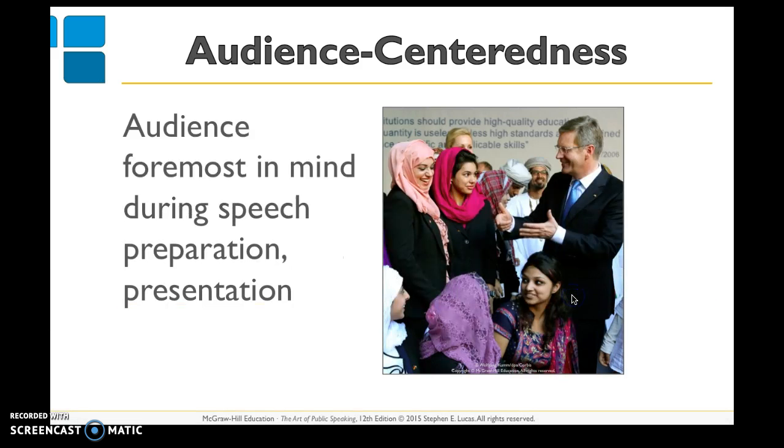Good speakers are audience-centered. You'll hear me saying that quite a bit throughout class. They understand that the primary purpose of public speaking is to gain a desired response from their listeners. So you have to think about it that your audience should be foremost in your mind during speech preparation as well as speech presentation.